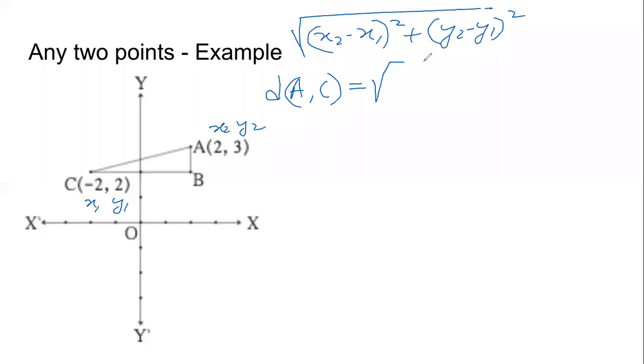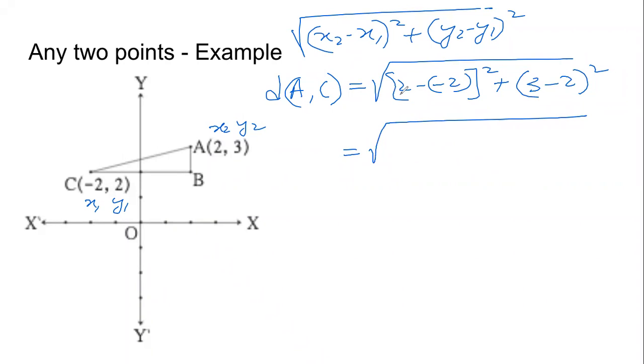Using the formula, we can write, 2 minus minus 2, then 3 minus 2. 2 minus minus 2 is 4 square, 3 minus 2 is 1 square, 16 plus 1. Is it the same square root of 17 that we calculated without knowing the distance formula? Do you agree?